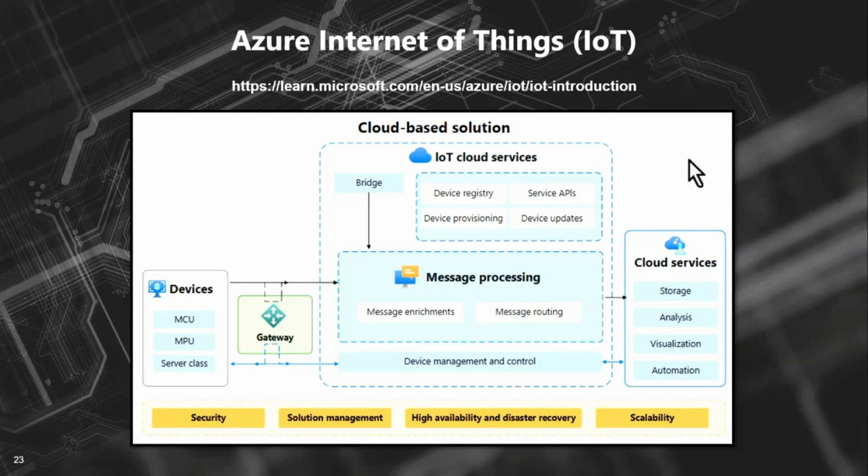Starting off at the bottom left, you can see your devices. You'll then have a gateway, so you'll be able to collaborate with your cloud-based solutions. So you'll have your different device registries, your device provisioning. You're going to be using an array of service APIs that will allow device updates, managing those devices with additional messaging and processing. So you've got message enrichments as well as your message routing, and then your device management and control layer, all connected to your different cloud services such as your storage, your analysis, your visualization, and your automation, bringing together security, your management, high availability, your disaster recovery, and most importantly, the ability to scale. So scale up or scale down based on your needed demand.